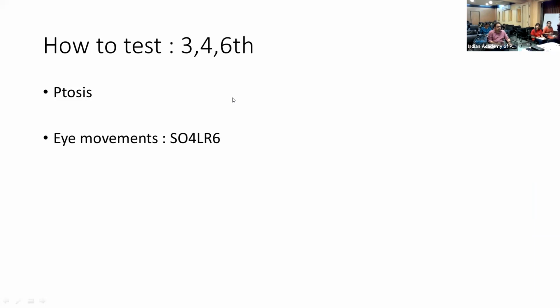Now, eye movements. So you know this formula SO4 LR6: the superior oblique is supplied by the fourth nerve, lateral rectus by the sixth nerve. Which other muscles are left? Superior rectus, inferior oblique, medial rectus. They are supplied by the third nerve. Can anybody tell me what is the action of superior oblique? Outwards, downwards and inwards. Depression, right? It is a pulley muscle. Anybody online knows? Depression and abduction. Yes.